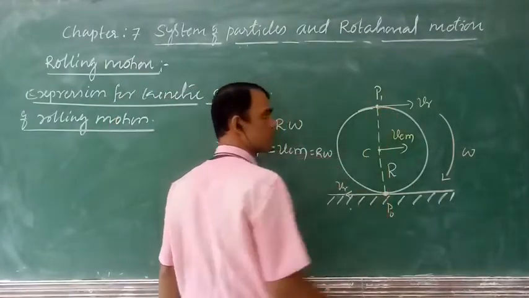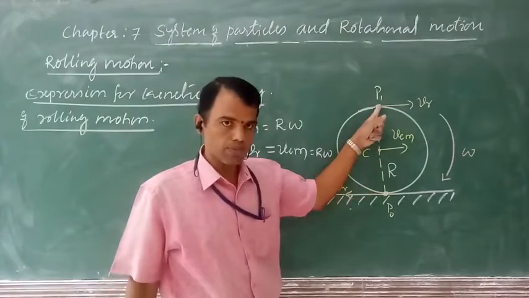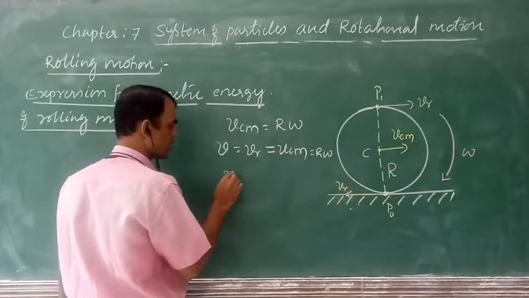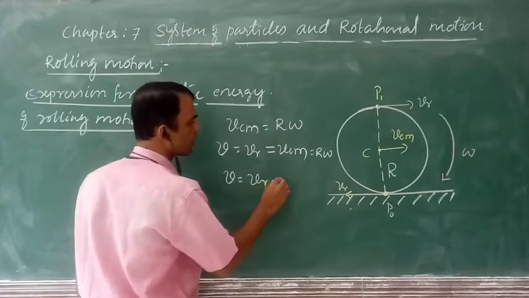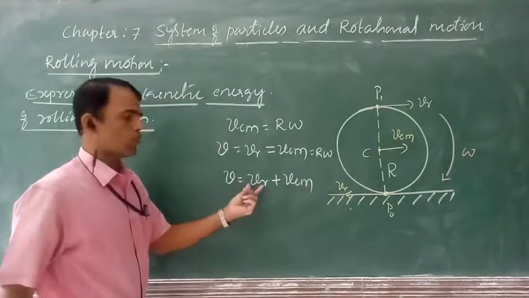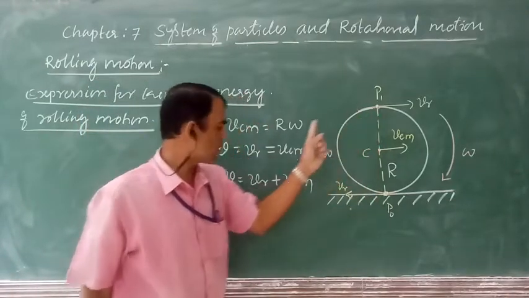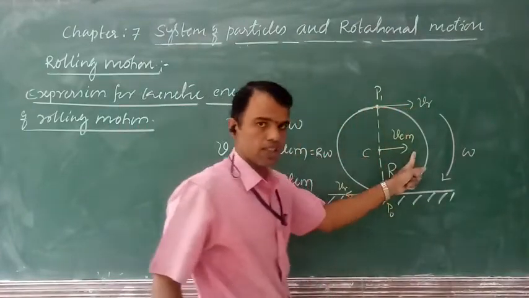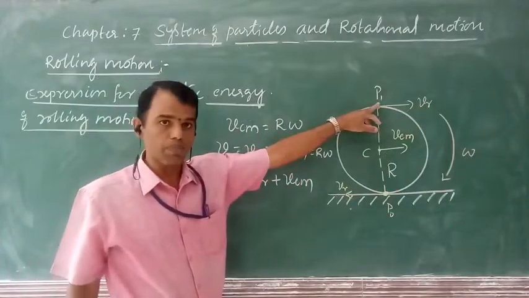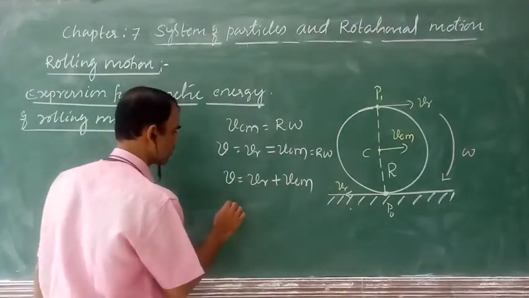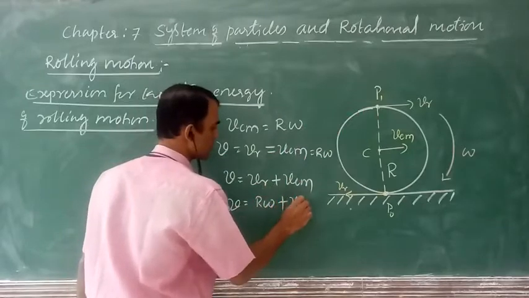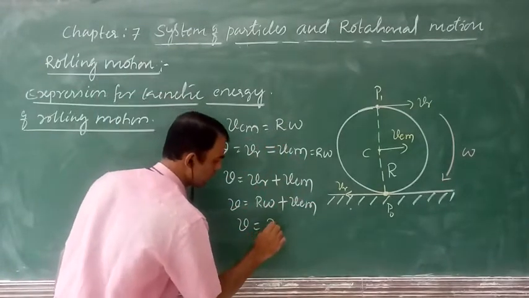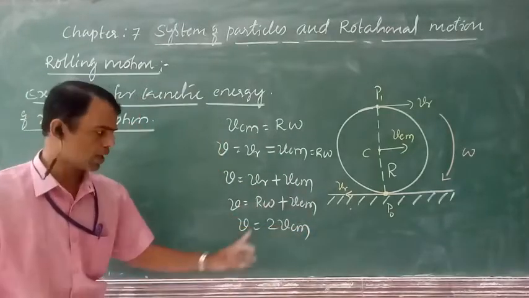Now if I choose another particle, say E1, at the top of the circular disc, its velocity is in the same direction as the velocity of center of mass. So the velocity is v equals Vr plus Vcm. Vr is the linear velocity of this particle due to rotation, plus the velocity of center of mass, because this particle moves in the same direction. But we know Vr is nothing but r omega, and Vcm is also r omega. Therefore the velocity of the particle at the top of the disc is 2 times Vcm, or 2 r omega.